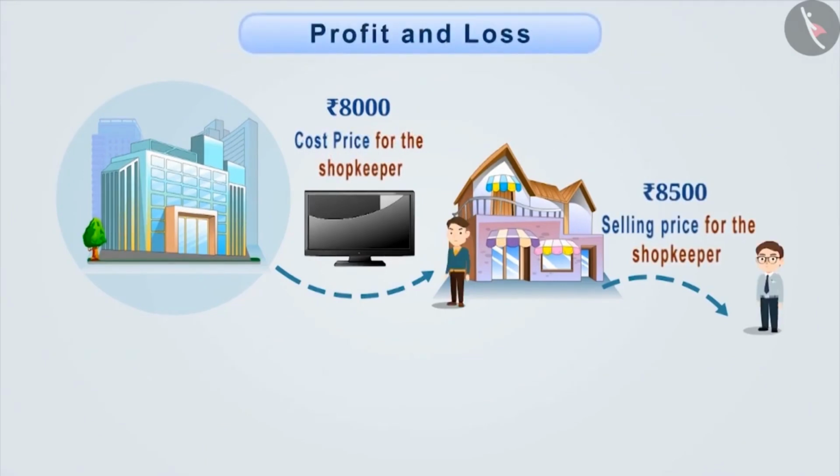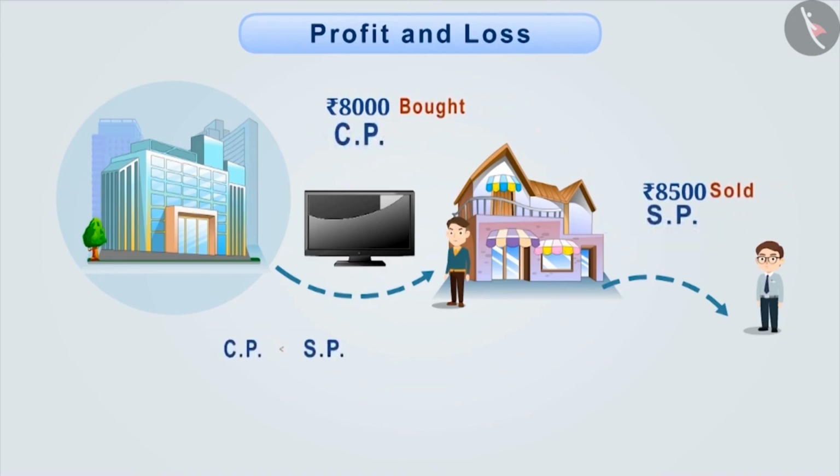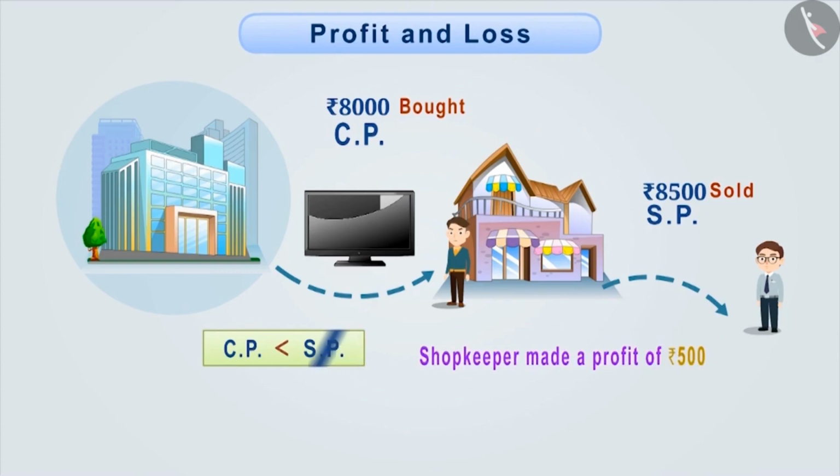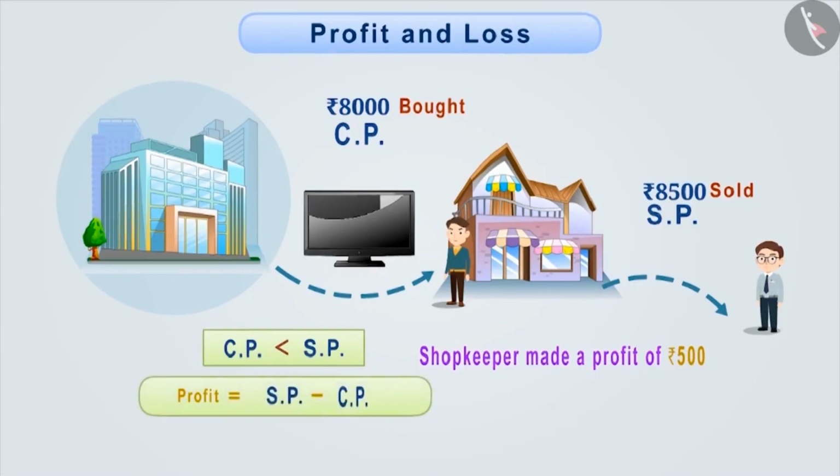Now let's understand what is profit and loss. The shopkeeper purchased the television for Rs 8,000 and sold it for Rs 8,500. That means selling price is greater than the cost price. In this situation, the shopkeeper received Rs 500 more than the price he had paid for the television. We say that there is a profit of Rs 500 for the shopkeeper. In this way, if the selling price is greater than the cost price, then profit is equal to selling price minus cost price.